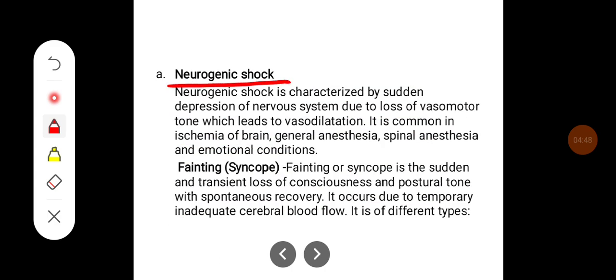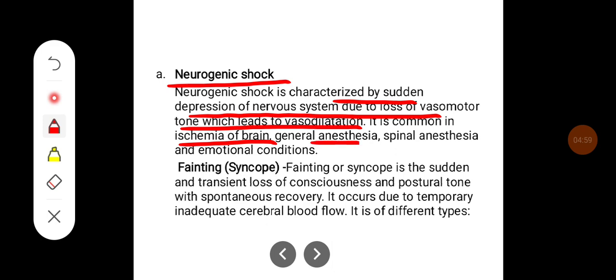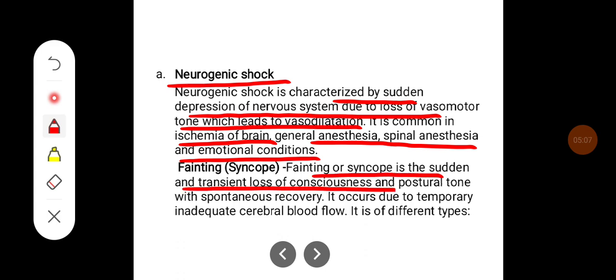Neurogenic shock. Neurogenic shock is characterized by sudden depression of the nervous system due to the loss of vasomotor tone, which leads to vasodilatation. It is common in ischemia of brain, general anesthesia, spinal anesthesia, and emotional conditions. Fainting or syncope is a sudden and transient loss of consciousness and postural tone with a spontaneous recovery. It occurs due to temporary inadequate cerebral blood flow.